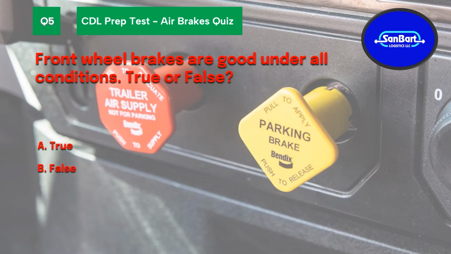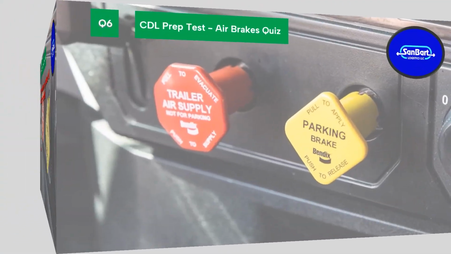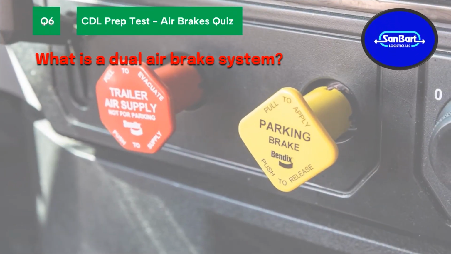Question 5. Front wheel brakes are good under all conditions. True or false? The correct answer is A. True. Question 6. What is a dual air brake system?